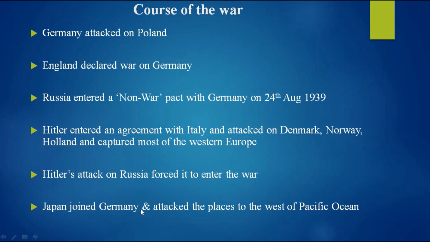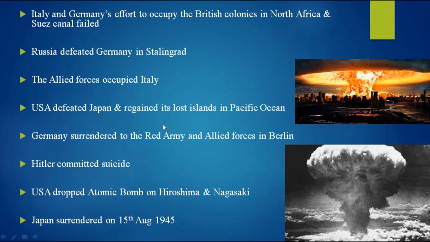Japan joined because Germany was continuously defeating other countries. So Japan joined that side and attacked the places west of the Pacific Ocean. There, America was so silent, and in the Second World War also did not participate in the beginning. But Japan attacked Pearl Harbor of the USA. So, the sleeping lion, America. Japan created a situation to make the USA enter into the war.